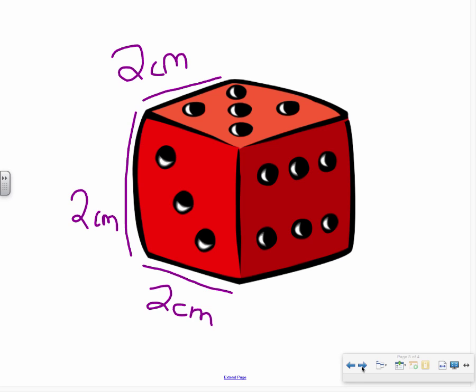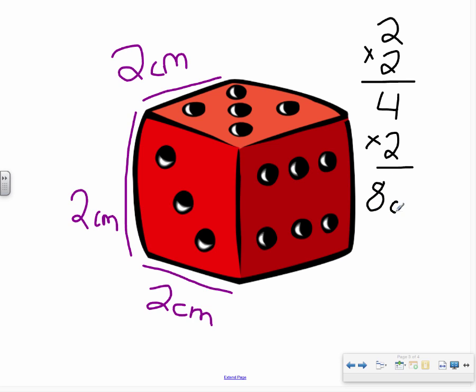All right, let's take a look at the dice. It is 2 centimeters wide, 2 centimeters tall, and 2 centimeters long. I need to figure out what the volume is. It's length times width times height. So I first take two numbers, multiply them together, and now I multiply the third number. And so it's 8 centimeters cubed.